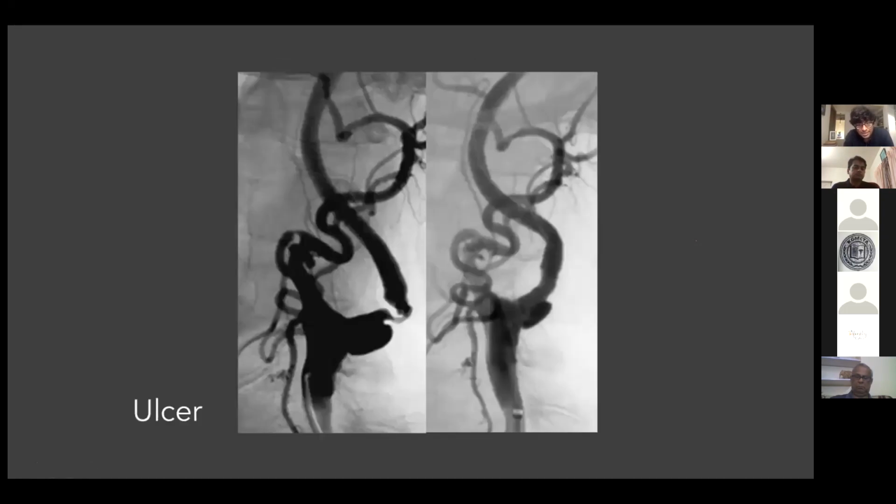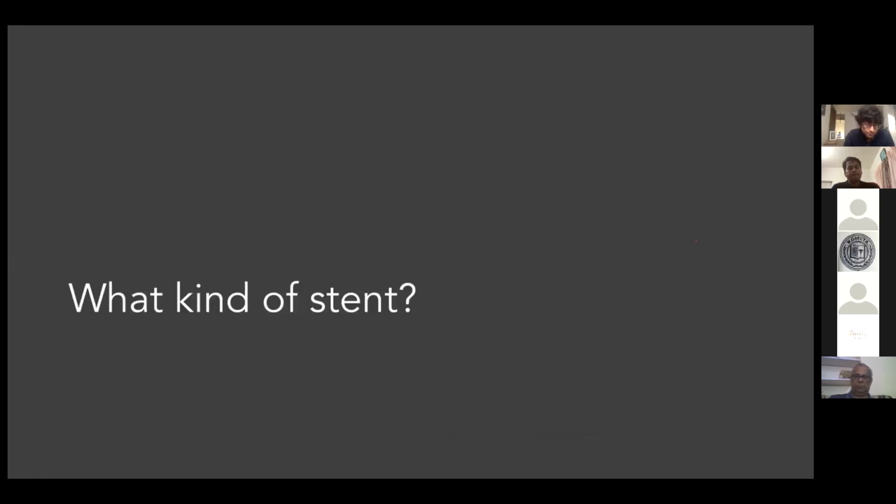Ulcerations, again, bad idea, because no matter how strong your stent scaffolding is, it's always possible for the debris in the ulcer to escape through the struts of the stent and cause either an intra-procedural or post-procedural stroke. So ulcers, try and stay away from. What kind of stent should you use?